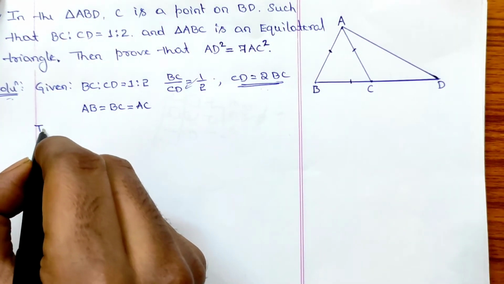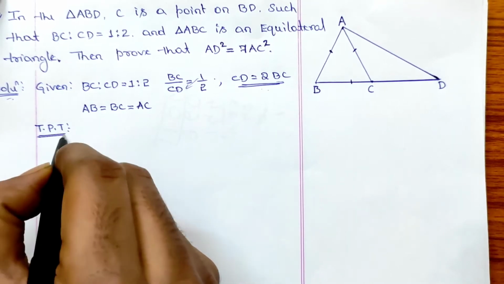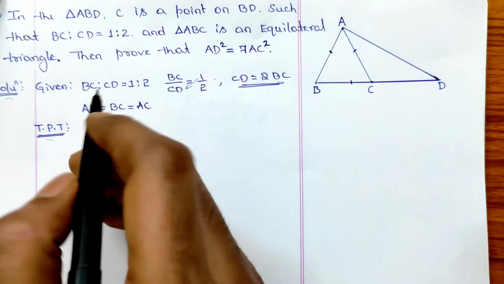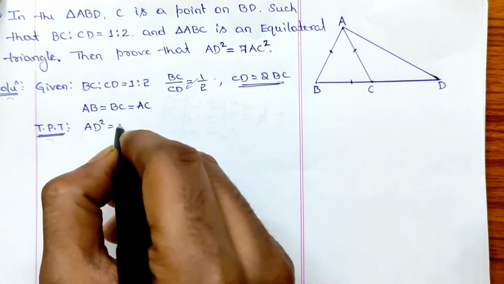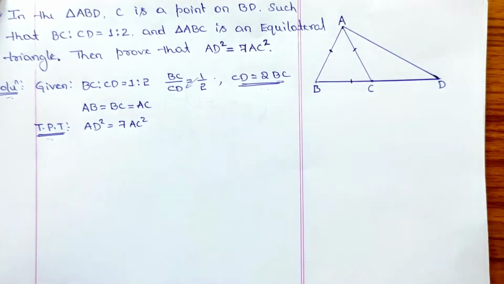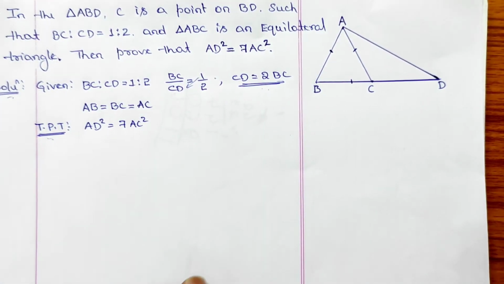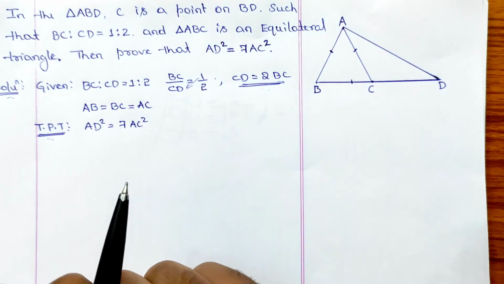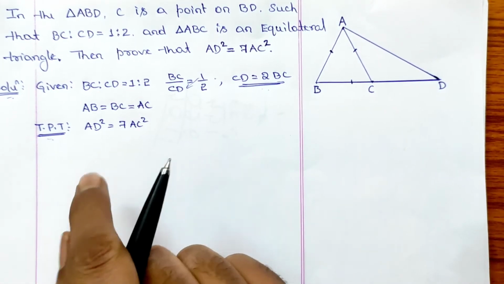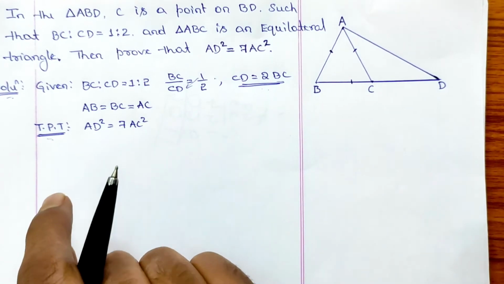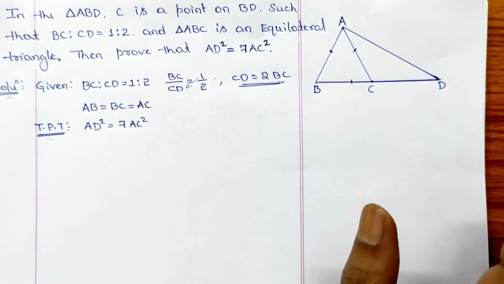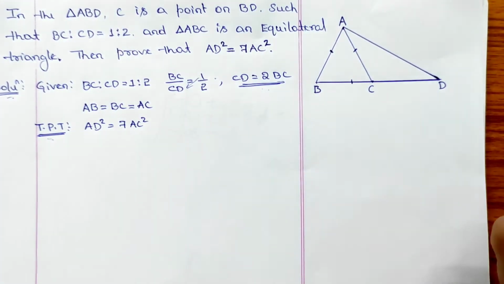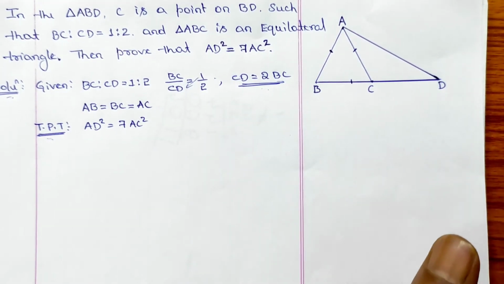Now let me write what is to be proved here. AD square is equal to 7AC square. But we know that the square on the sides we will get only in the theorem called Pythagoras. In the Pythagoras theorem we will get square on sides. But here ABD is a normal triangle. It is not a right angle triangle. And ABC is, it is told, an equilateral triangle. We are not having a right angle triangle.